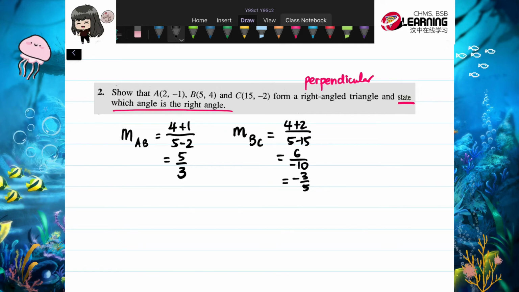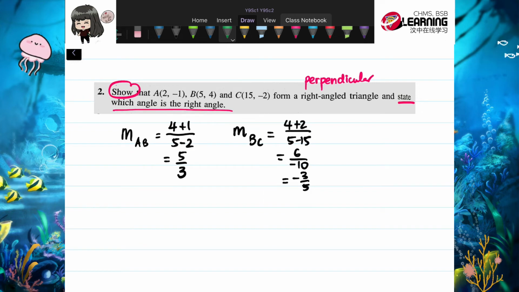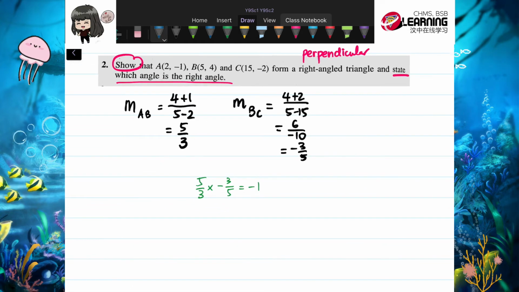But then we need to show it out, because here they say show that. It's not enough to think of it, you must write it down. Don't think of it and assume the examiner can read your mind. So after this, you must show that they form a right angle triangle: 5 over 3 times negative 3 over 5, oh yes, it's negative 1. They are perpendicular to each other. You show it out like that.